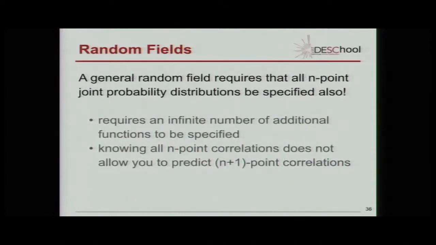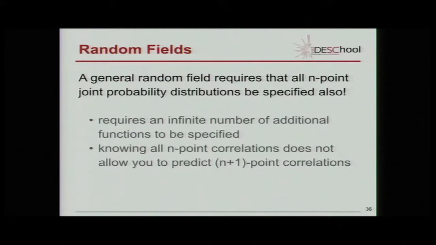probability distribution. So for a general random field, you need to specify two-point, three-point, basically an infinite series of additional functions. And knowing all of the correlations up to n points doesn't tell you anything about correlations beyond that. Okay, so it's pretty hopeless.